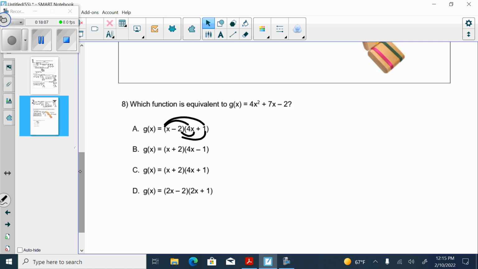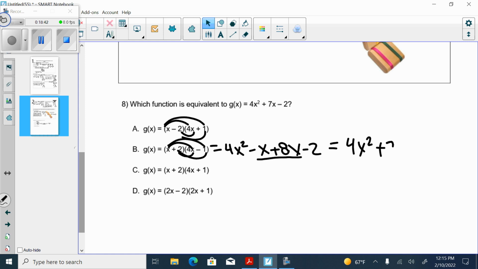B. Okay. All right. X times 4x squared would be? 4x cubed. Good. X times negative 1. Negative 1x. 2 times 4x. 8x. Good. And 2 times negative 1. Negative 2. Good. And then we just go back and combine our like terms, and negative x plus 8x is going to give us 7x. Perfect. And that is what we started with.